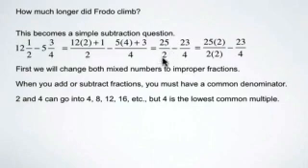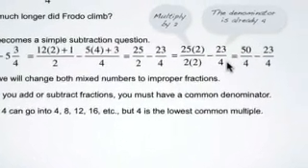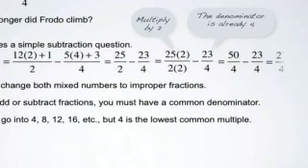I have to multiply 2 by 2 to get it to be 4. Whatever I do to the bottom, I have to do to the top, so I do 25 times 2. The second fraction is already over 4, so I don't need to change it. So when I do that, I get 25 times 2, which is 50, over 2 times 2, which is 4. Subtract 23/4, which now I can do the subtraction: 27/4.